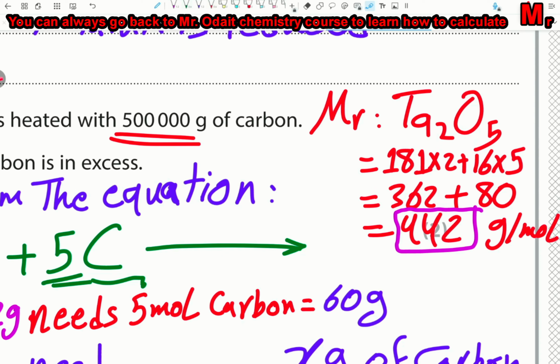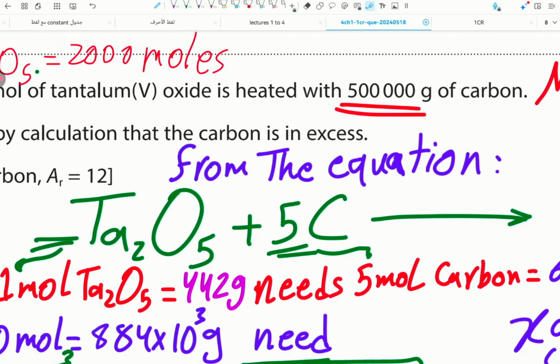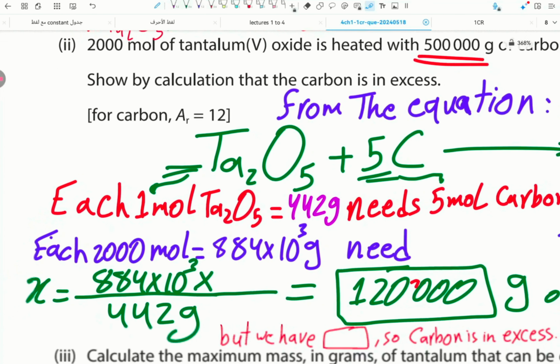You can always go back to the periodic table and take the mass number from the periodic table if you don't have them here. Generally, in the questions, they give the ARs for you, AR of tantalum, AR of oxygen. This time they haven't given us, so we can go back to the periodic table, and the periodic table will provide us with the mass number and the atomic number. Of course, the mass number is the highest number. So we multiply them, and then MR is 442.